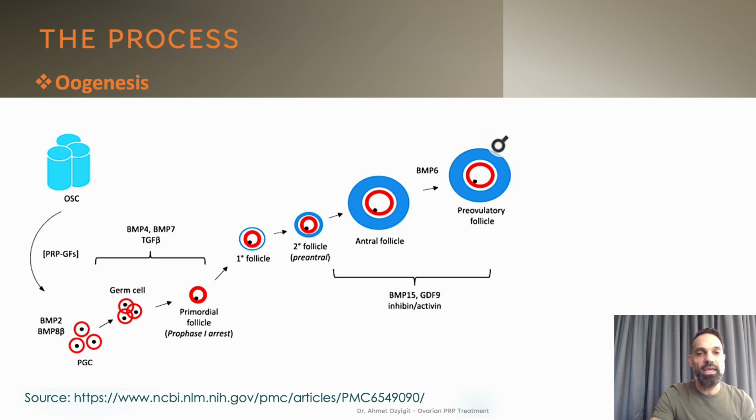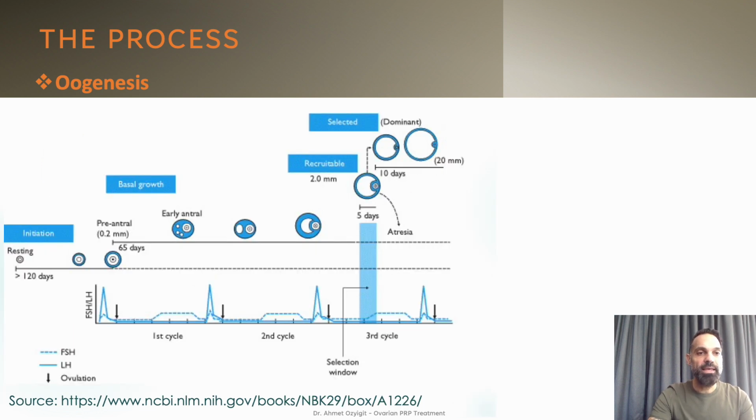So this is basically a visual which shows the stages from stem cells into the primordial follicle, into the primary follicle, the secondary follicle, antral follicle, and then going into ovulation. So these are the stages of follicular growth. And here is a different visual which actually shows the timeline. So as you can see, from the resting stage, which is the stage where we have the stem cells, if you are able to recruit stem cells into ovulation, it takes about 120 days.